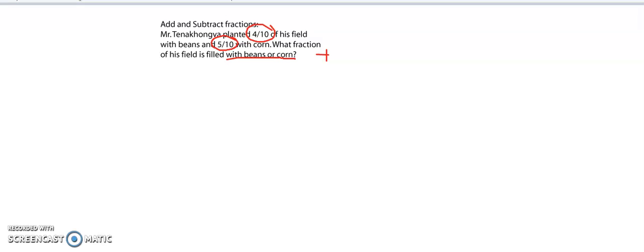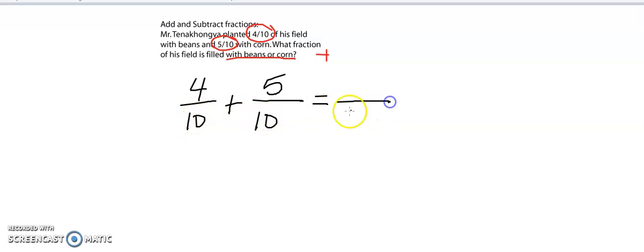And remember, we can only add or subtract fractions if the denominators are the same. So my first fraction here is 4/10, and I know beans and corn means I'm going to add, so plus 5/10. Remember, when I'm adding, my denominators do not change. If I have a 10 here and a 10 here, my denominator over here will be a 10. So all I have to worry about is my numerators. So 4 plus 5 gives me 9. The answer is 9/10.